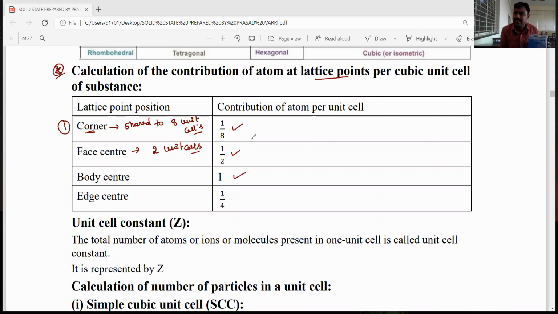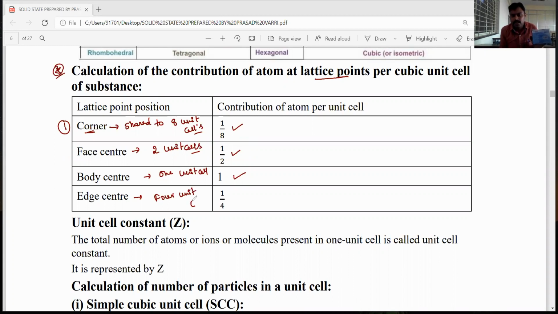So the face center contributes 1/2 and the body center 1. Now the edge center, this is called the edge. If a unit cell has one edge, that edge is shared with 4 other unit cells. Okay, the edge is shared with other 4 unit cells.